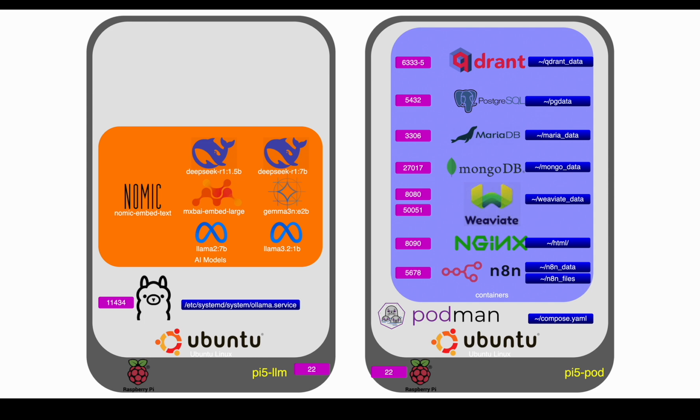On the left hand side, we got the nomic embed text model, as well as the MXBAI model. We use the nomic text model. They're used for embedding, and DeepSeek, Gemma, and Llama are used as LLMs. Okay, so that's the final configuration with everything working.